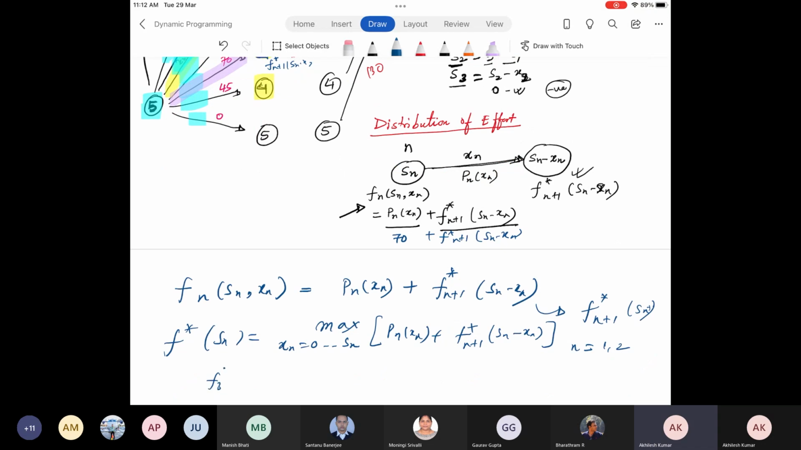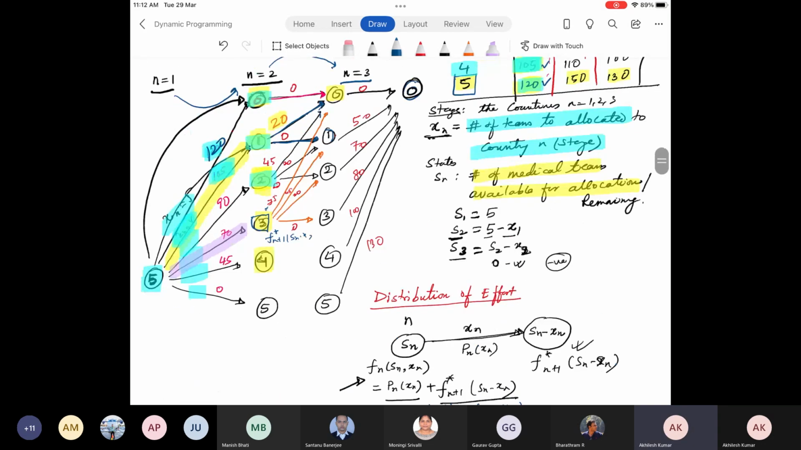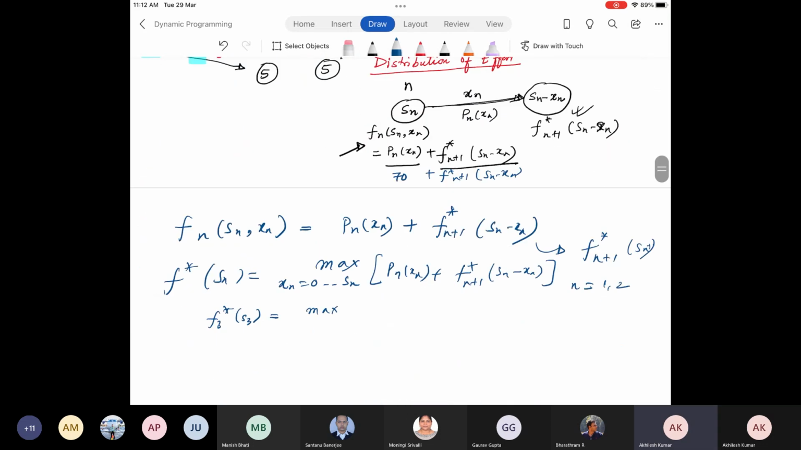What can I write about F3 star S3? I have only written for n equals 1 and 2. What about n equals 3? Because for n equals 3, all future is 0 here, so we'll only compare which one is giving me the highest. So max over X3, 0 to S3, of P3(X3), because future contributions are all zeros here. So I can directly write that. Is that clear?